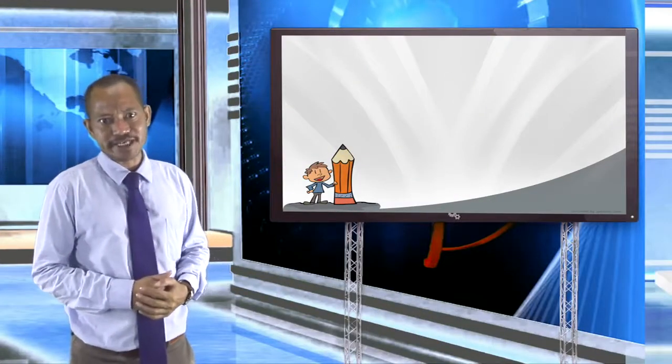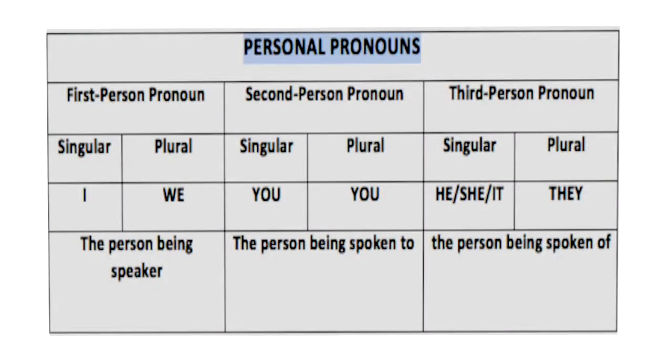Please refer to this table to see the grammar point of view on the personal pronouns. In English, a personal pronoun can be in one of three persons, and it can be either in a singular form or a plural form. In the first column, the first person pronoun refers to the person speaking, in this case I as the first person pronoun in singular form, and we as the first person pronoun in plural form.